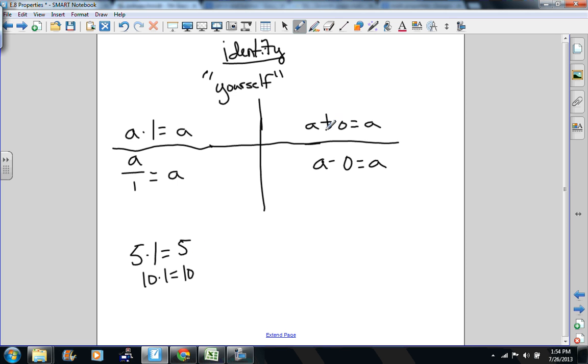For addition, we add plus 0. So 5 plus 0 is equal to 5. 10 plus 0 is equal to 10. For division, we divide by 1. So 5 divided by 1 is equal to 5. 10 divided by 1 would be equal to 10. And subtraction down here, we subtract 0 and it is equal to the original number. So 5 minus 0 is equal to 5. Identity property is yourself. It wants a number to get back to itself, okay?